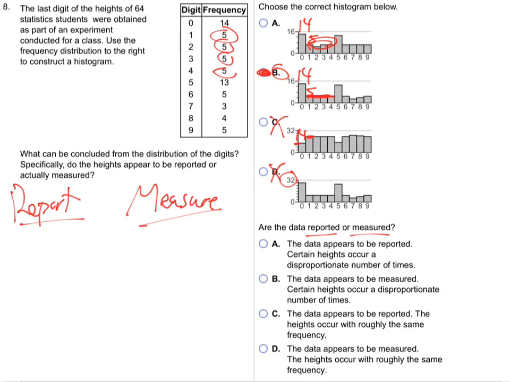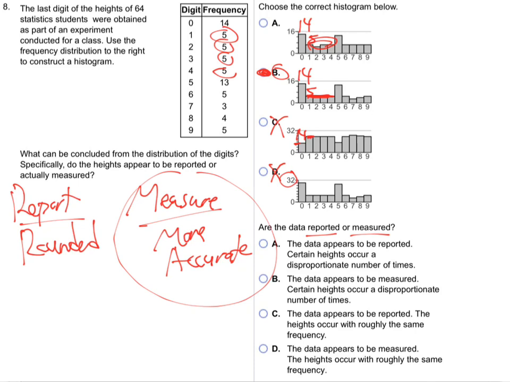And which one's going to be more accurate? This one, measuring. If you report it, you'll remember maybe right, maybe not right. You'll probably tend to round it off to a general close number. So my point is, these are usually rounded. If you collect data by asking people how tall they are versus measuring each person, you're going to get more accurate data if you actually measure them.